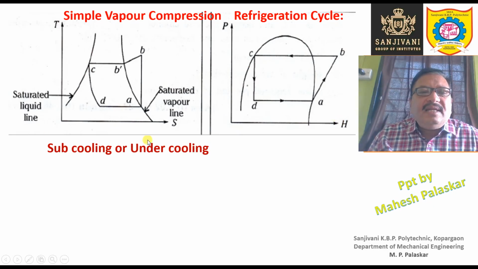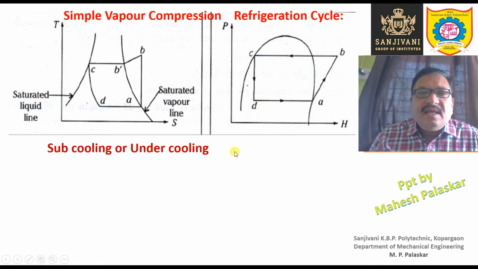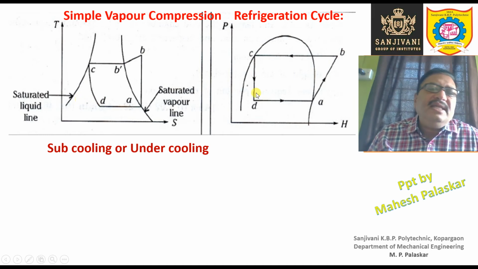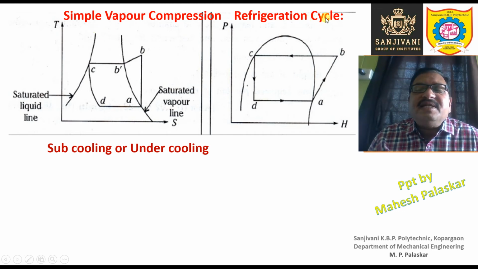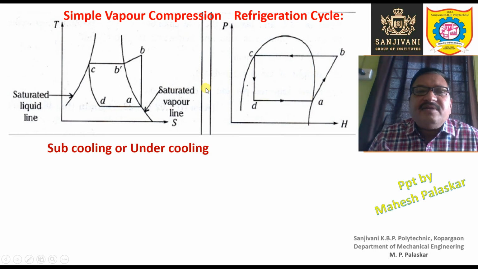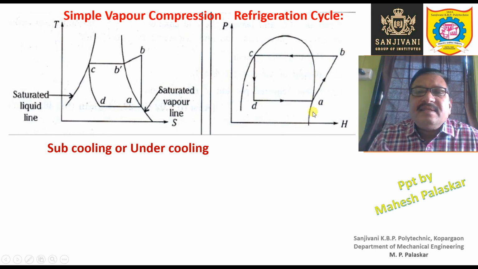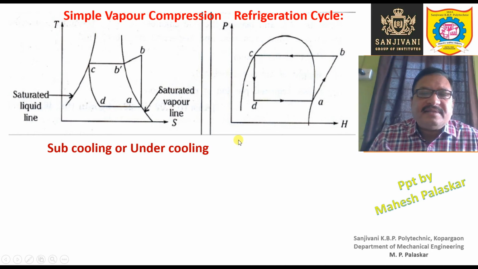Now again, let us study the subcooling or undercooling. So first of all, we have to again see the simple saturation vapor compression refrigeration cycle. According to this simple saturation vapor compression refrigeration cycle, here we can see that point A is lying on the saturated vapor line and point C is lying on the saturated liquid line.